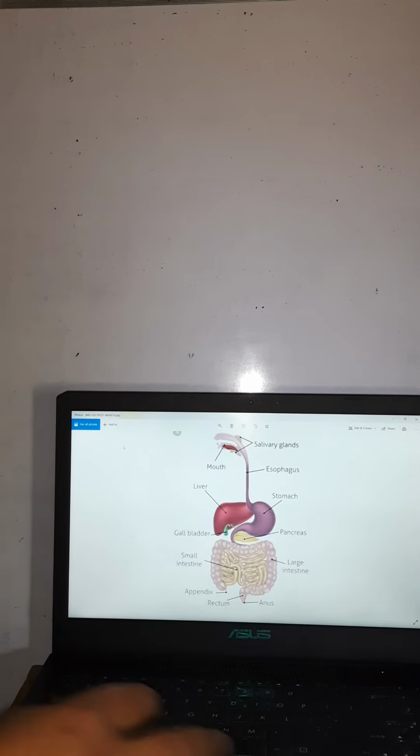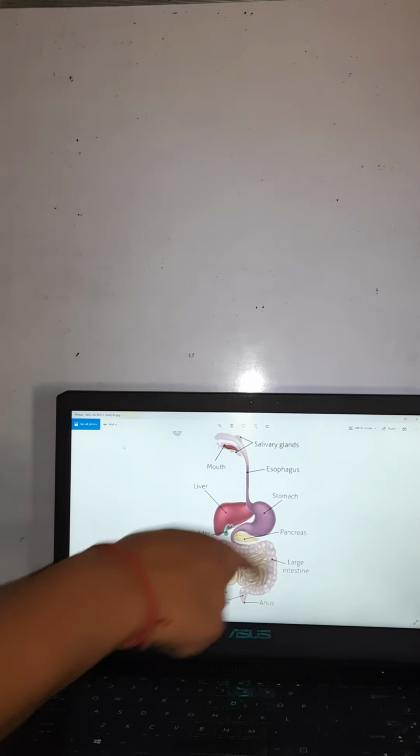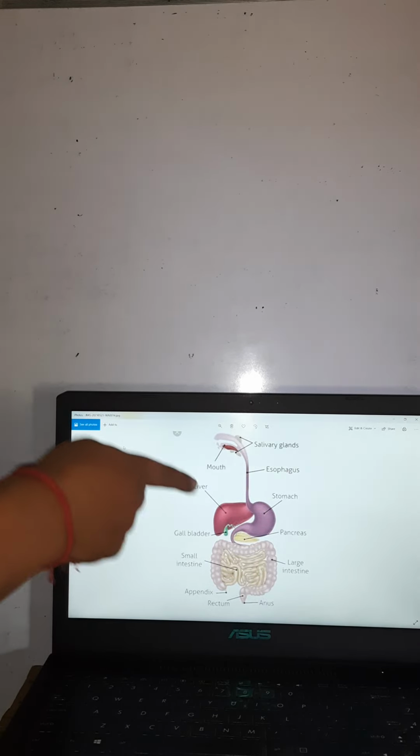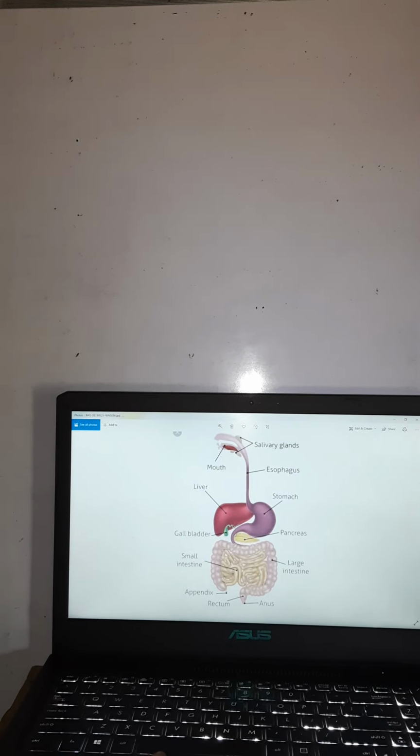Here, in brief, this is the structure which you have to make. This is the structure of the human digestive system before you. You have to make this in your notebook. Let me zoom it. If I show you properly, this is the human digestive system.